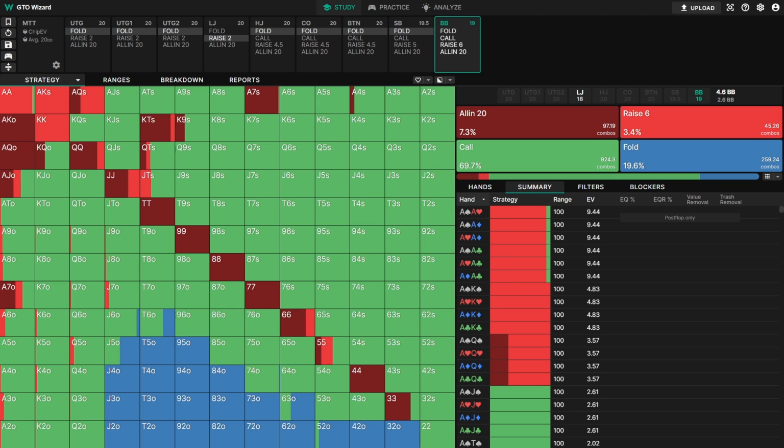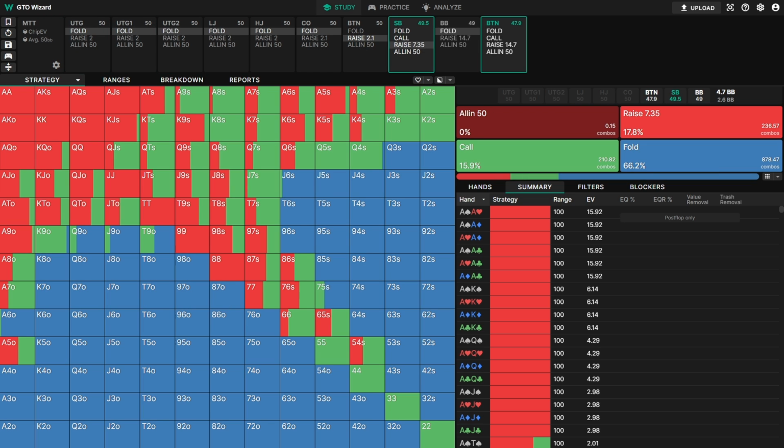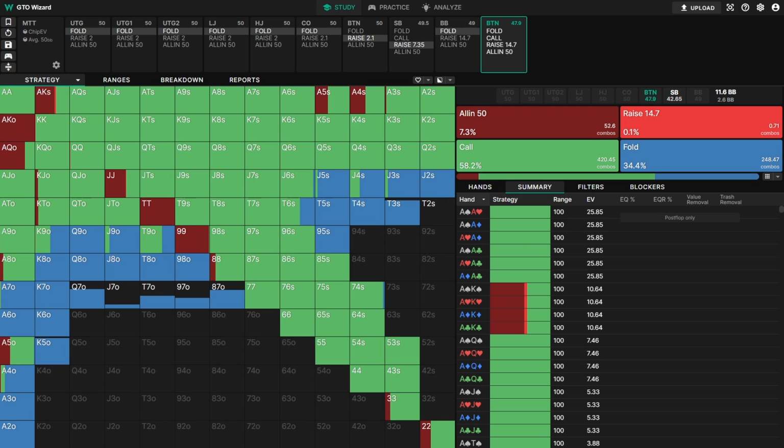So ICM clearly has a significant impact early on, and you should be switching to ICM sims sooner rather than later. Lastly, let's examine how button strategy changes facing a small blind 3-bet. This time we're 50 big blinds deep, and again you can see the solution in the top left corner. So button opens 2.1 chips, small blind 3-bets, and here's how button responds. Lots of calling, some jamming, not a lot of folding.